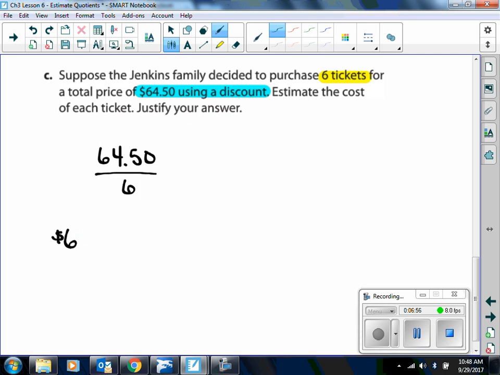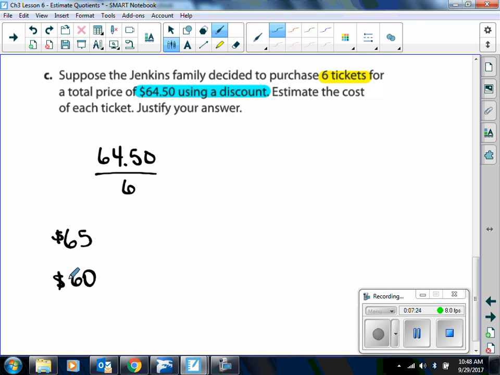Are 65 and 6 compatible to divide mentally? No. Now, if I rounded to the greatest place value, this would be $60. Are 60 and 6 compatible to divide? Yes, they are. So we would think that we could do that, right?